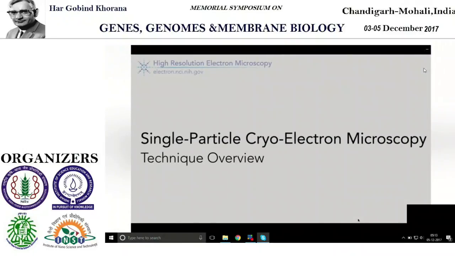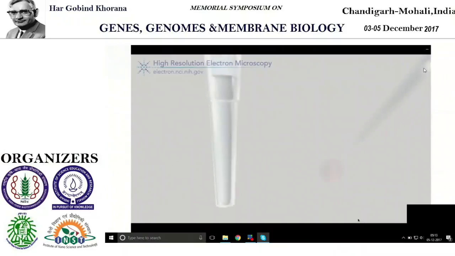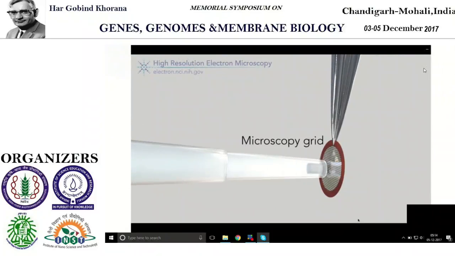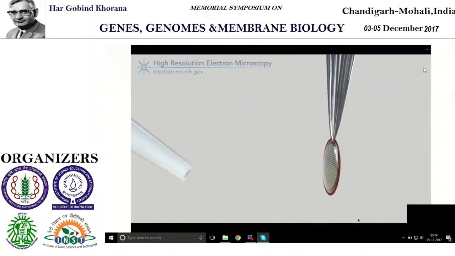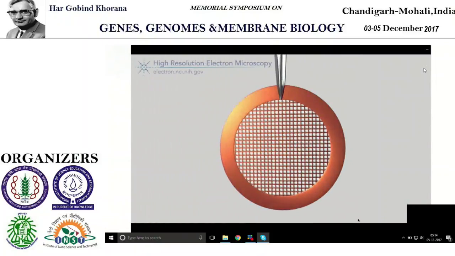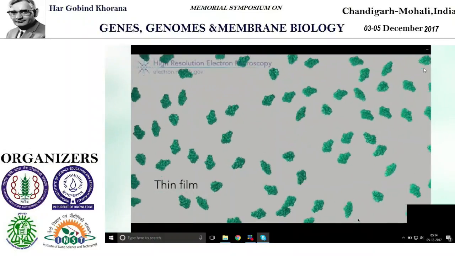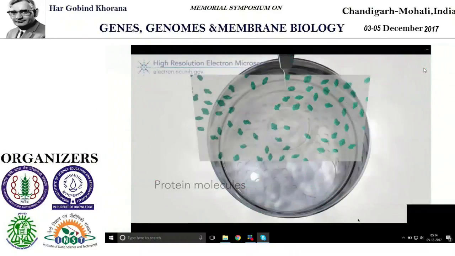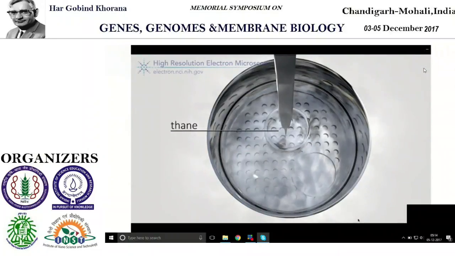Essentially, it begins with a purified protein, or purified virus, or whole cells in many applications. This is delivered to the surface of an electron microscope grid that's about 3 millimeters across, blotted with Whatman #1 filter paper that most organic chemistry labs have. And at this point, the protein or the suspension is in an aqueous buffer, which is plunge frozen in liquid ethane that's cooled by liquid nitrogen.